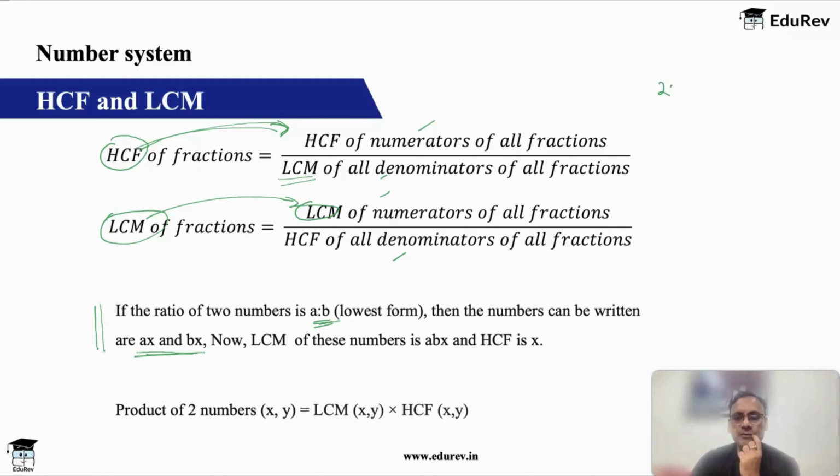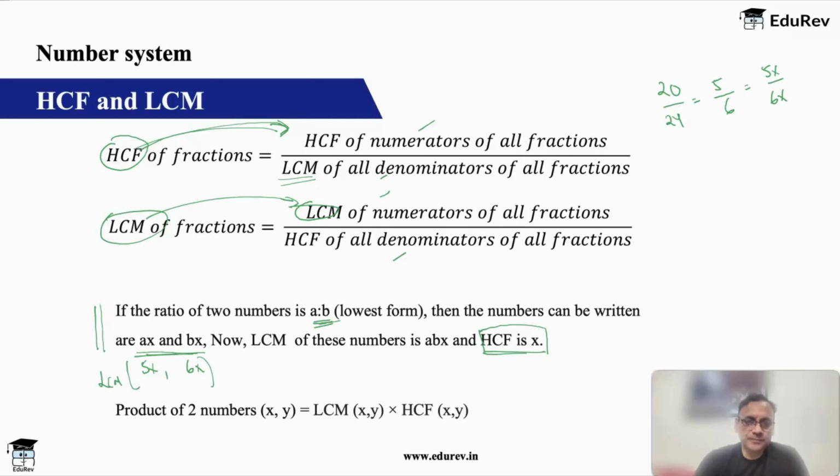Let's say 20 by 24. Okay, 20 by 24 can be written as 5 by 6. And actually the numbers will be 5x and 6x, right? Because x is common, which has been cancelled. So 5 by 6 is the lowest common form. So the numbers are being written as ax, which is 5x, and bx, which is 6x. So the HCF of these two numbers is x. HCF is x.